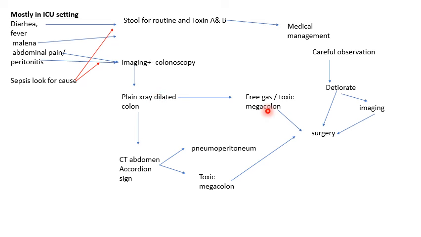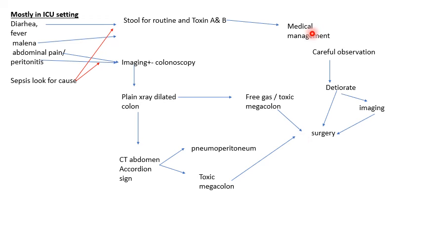If your CT shows free gas, now no need to look for other findings. They will straight go to surgery. That means they are perforated. If your CT shows accordion sign and a pneumoperitoneum or a toxic megacolon, you will move to surgery. Because this toxic megacolon is just one step short of perforating and becoming a pneumoperitoneum. You will go for a surgery. Now let's look. Suppose they come with a sepsis. Look for a cause. You might have diarrhea and the patient might have abdominal findings. They will be moving into this algorithm. That means they'll be moving towards the surgery algorithm.